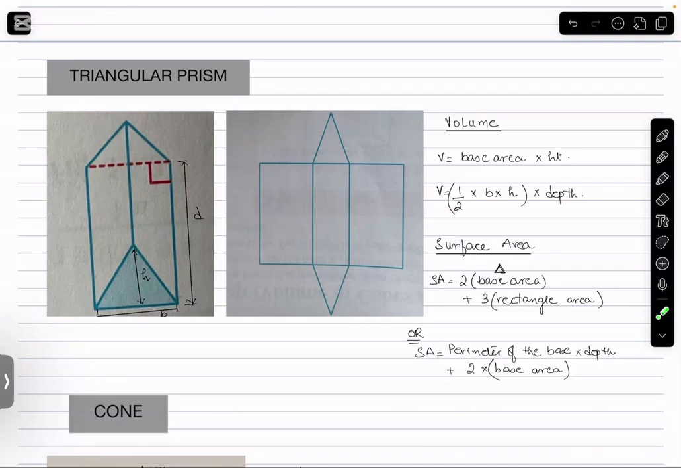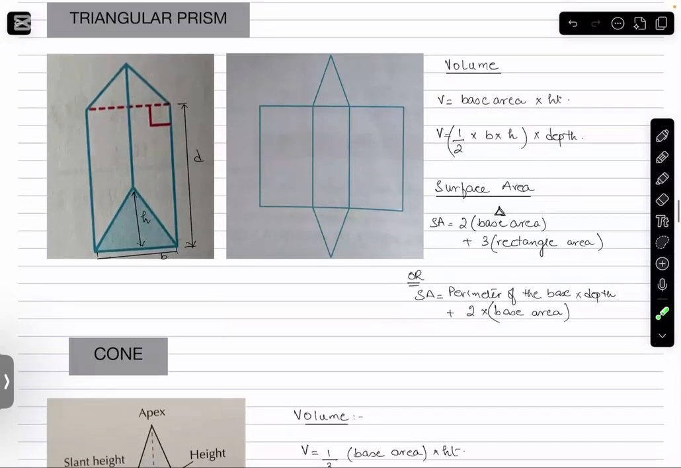So this is how I will be making the net for the triangular prism. And then whatever the shape is, you can just have the shape on this side of the prism that is given to you. So surface area, we know it's twice the base area plus 3 rectangle areas.